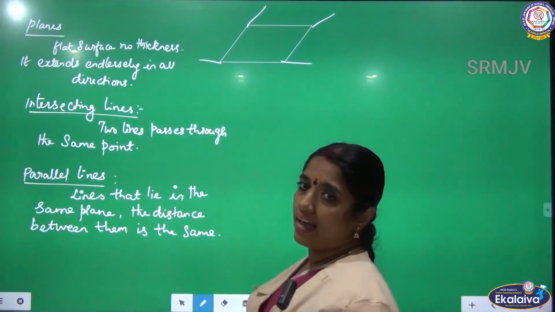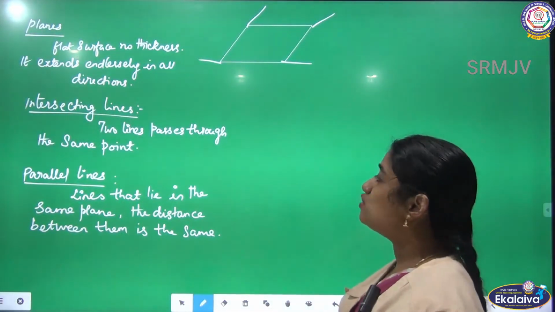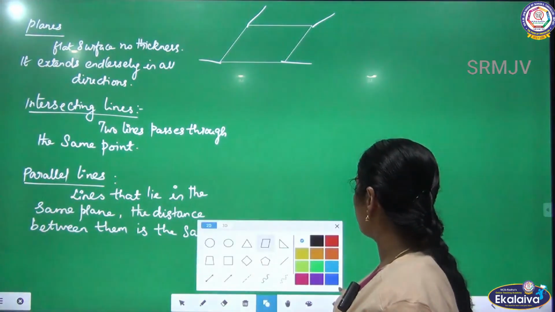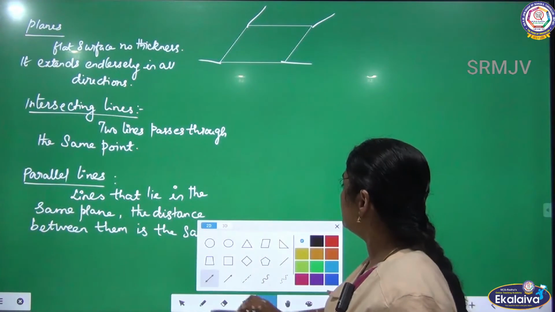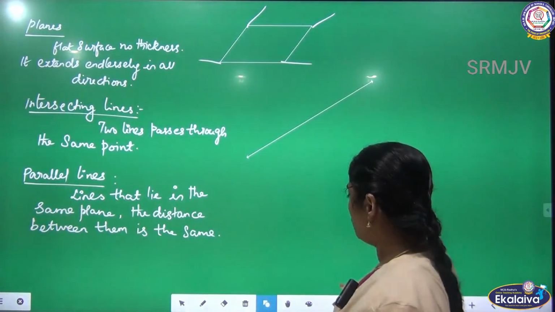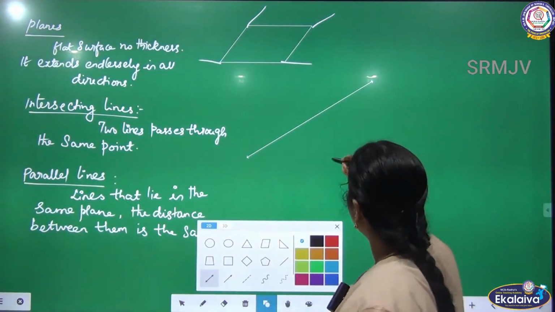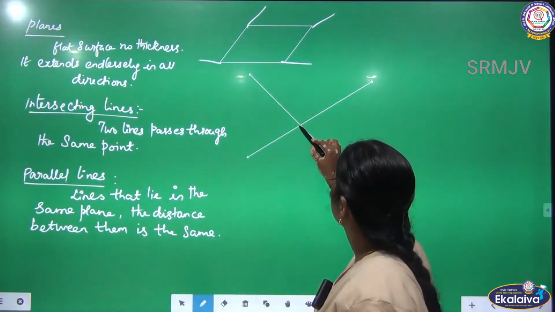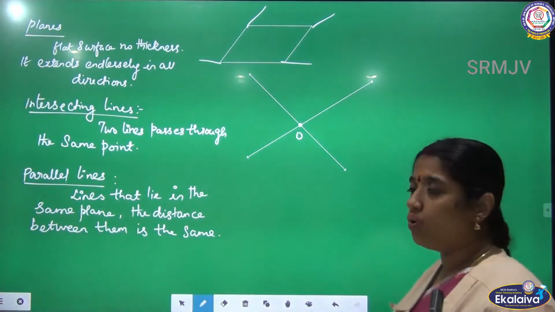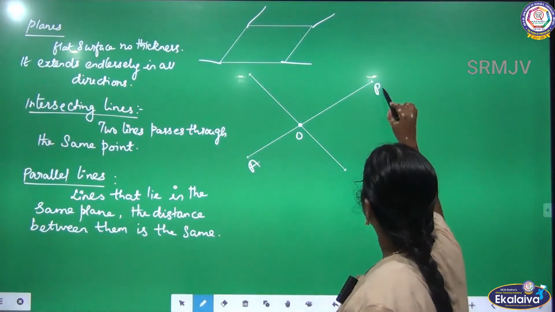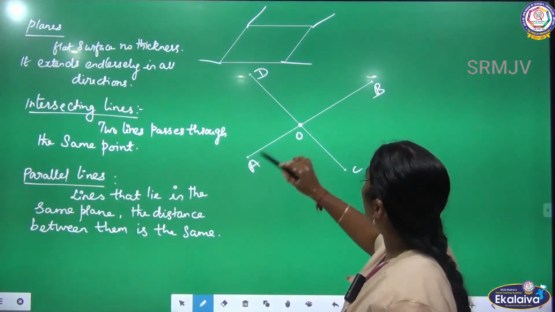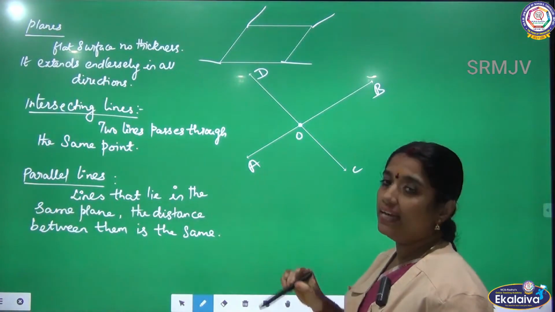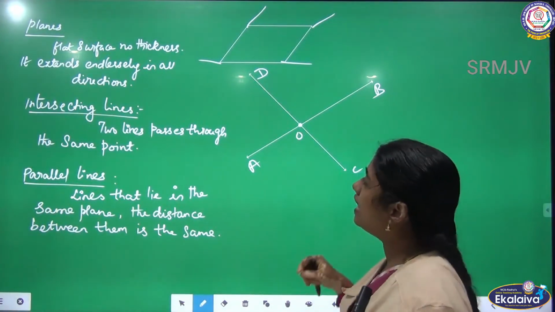Now intersecting lines. Intersecting lines means two lines pass through the same point. For example, here are two lines. One line, another line, which is passing through the same point. This is the point. I can give one name for this: O. A, B, C, D. Two lines are passing through the same point. Here O is that point. Through this point O, AB and CD are passing.